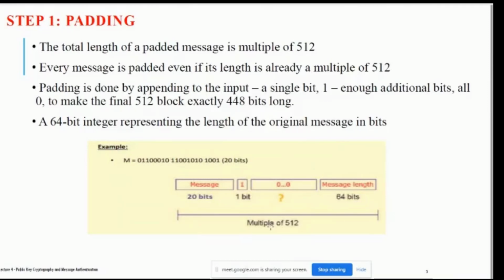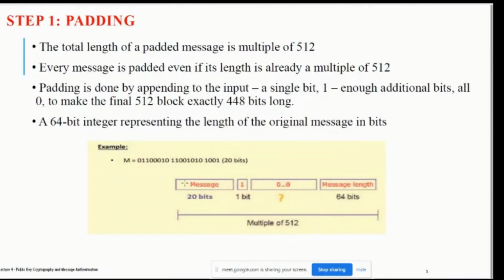So if the last block is less than 512, for example, it has only 20 bits of data, what you have to do is convert this 20 bits of data into 512 bits of data. What is the name of that process? That is called padding.